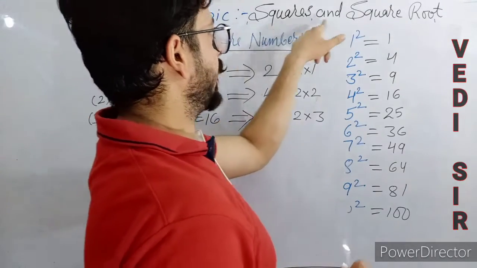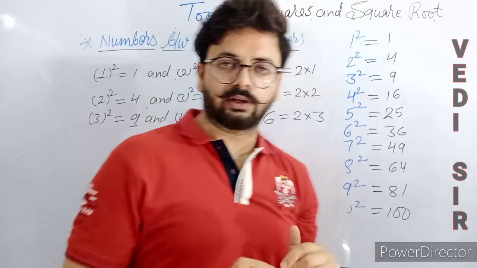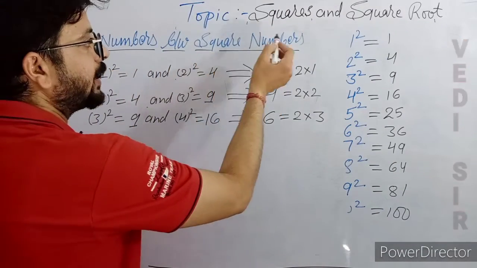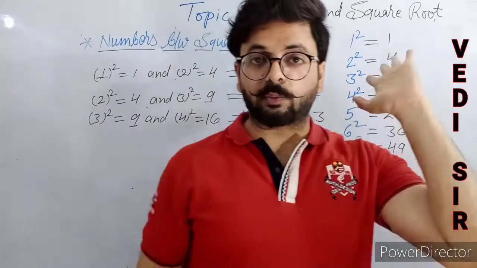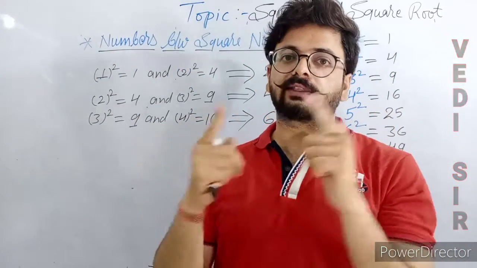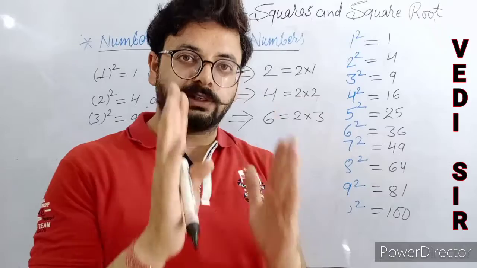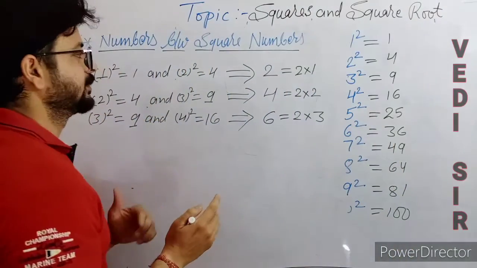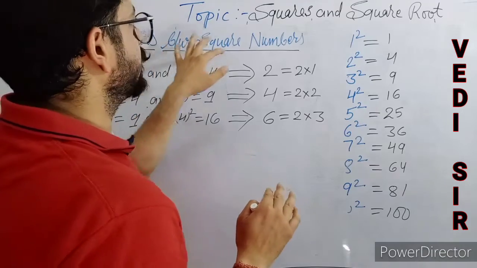Yesterday we discussed squares and square roots, a general discussion. Today, numbers between square numbers. Very interesting topic, I am telling you. You see once and then you will decide whether it is interesting or not. So what is the meaning of the numbers between the square numbers?